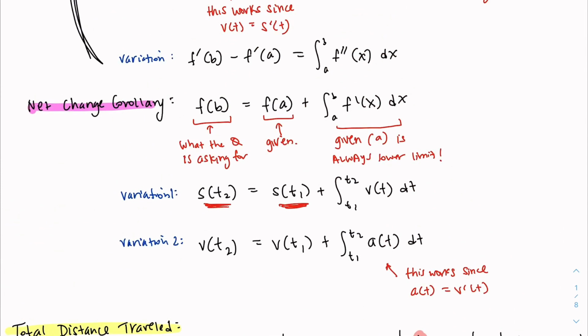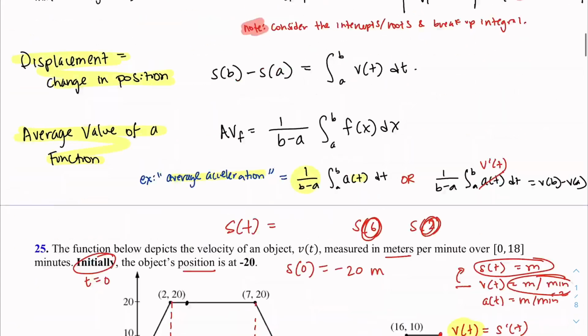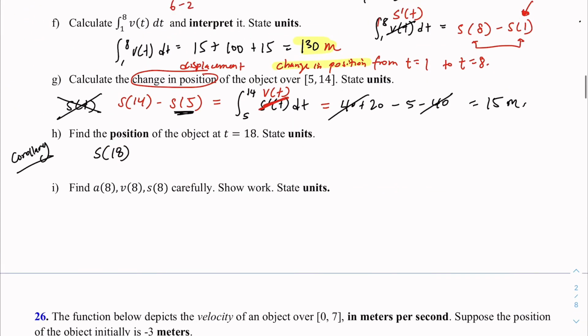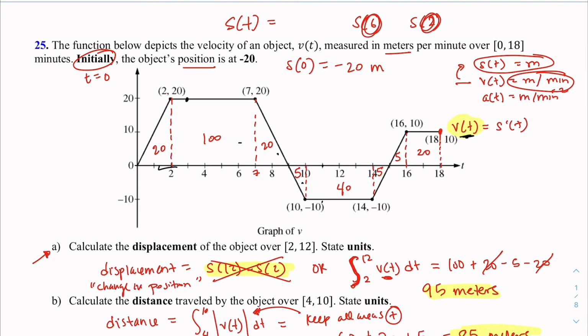Write what the question is asking for on the left, find another value that's given, and then add on to it the change in between those two values. Or more specific to our question, the position at time 2 equals the position at time 1 plus the change in position, which is the integral of velocity. So let's go ahead and apply that. Pause the video here and try it. By the way, you have to use this piece of information, which is the given position.